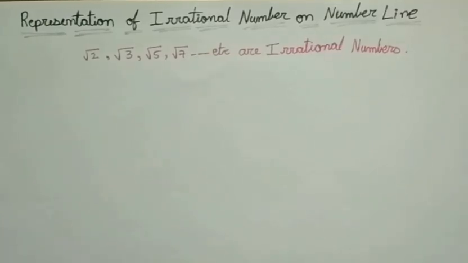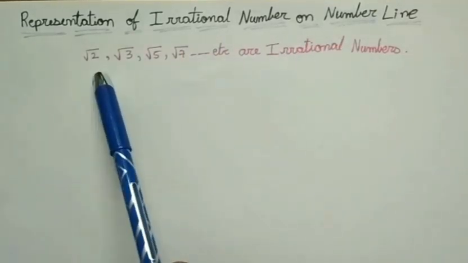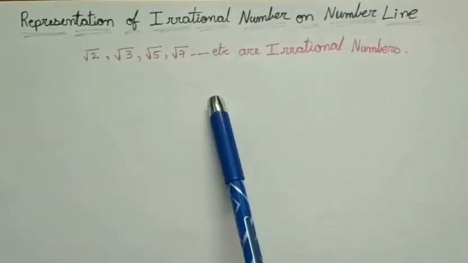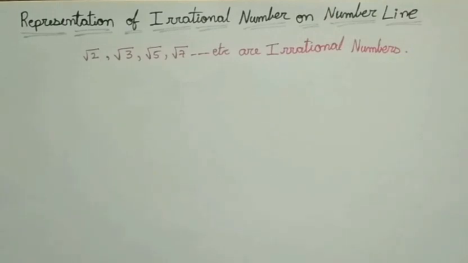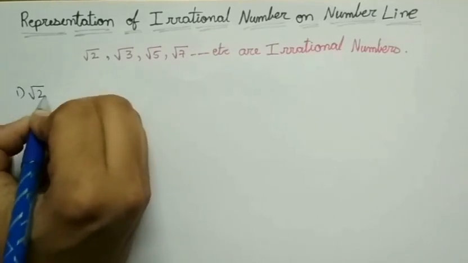In today's topic, we are going to learn about representation of irrational numbers on number line. Root 2, root 3, root 5, root 7, etc. are called as irrational numbers. We can plot them on number line. So let's take an example of root 2 here.